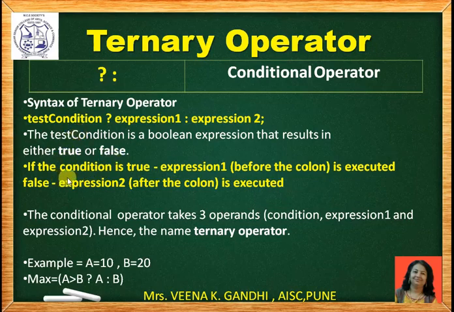If the condition is true, then expression 1, which comes before the colon, will be executed. If the condition is false, expression 2 after the colon will be executed. This operator takes three operands: condition, expression 1 and expression 2. Hence it's called the ternary operator. For example, if A equal to 10 and B equal to 20, and I check the condition 10 greater than 20, no. So the value of B will be stored in max.